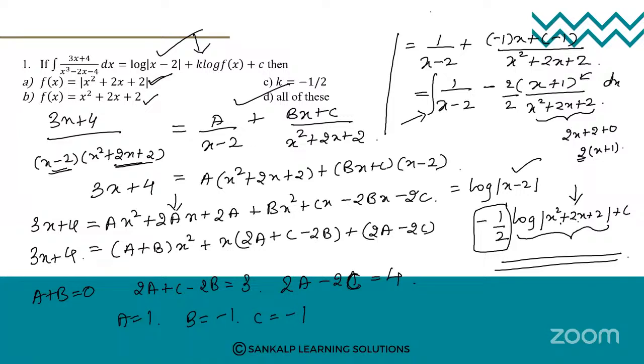Okay, because the first one is log x minus 2. Second, in place of k there is minus 1 by 2. So k is minus 1 by 2. Log of f of x. What is there in place of f of x? x square plus 2x plus 2. So x square plus 2x plus 2, it has mod. Now anyhow, you can make it a perfect square. So it is always positive. So it is all of these.